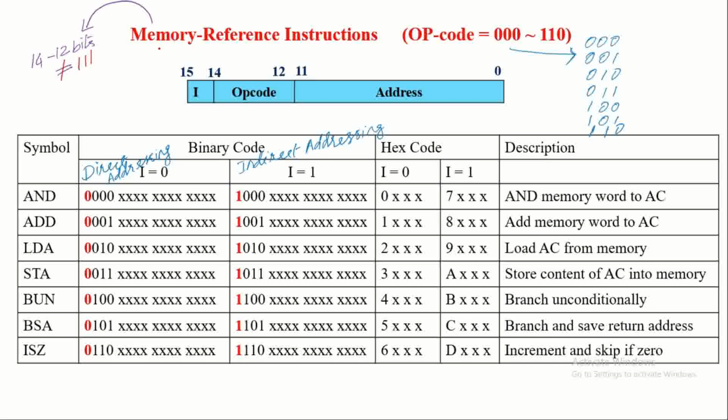Let us now discuss more about memory reference instructions. As we just discussed, the 12 to 14-bit values are never set to 111, and can have any combination of the values 000 to 110. That is, with the help of a 3-bit opcode, 7 different memory reference operations can be performed. The opcode part is never set to 111, because if it is set to 111, it represents that the type of the instruction is register reference or input-output instruction.